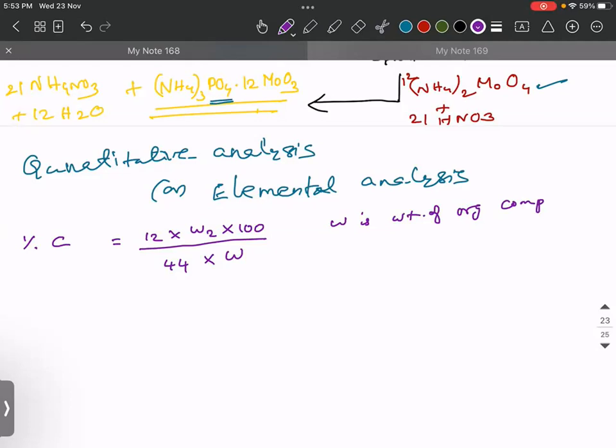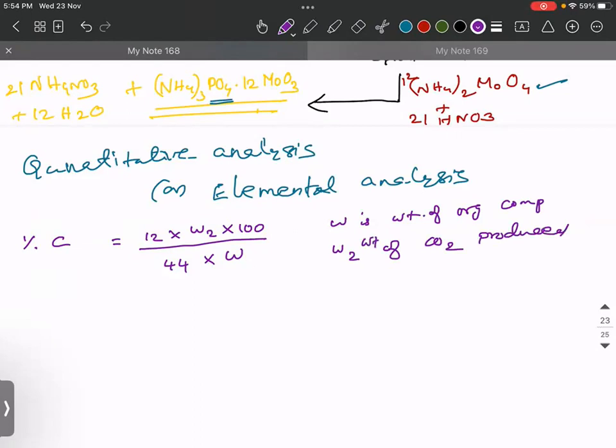So initially, what is the weight of the tubes? After the reaction, what is the weight? What is the difference between them? It gives the weight of the water, and then the carbon, which is converted into carbon dioxide, is also measured. So percentage of carbon is equal to 12, the atomic mass of carbon, into W2, which is the weight of CO2 produced.